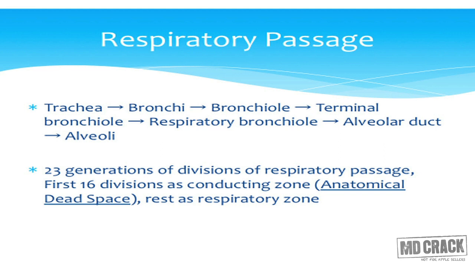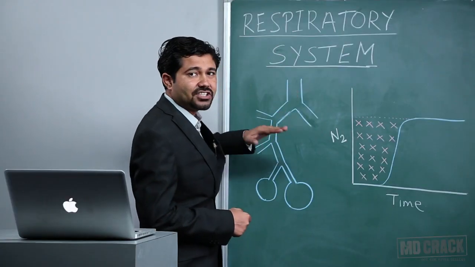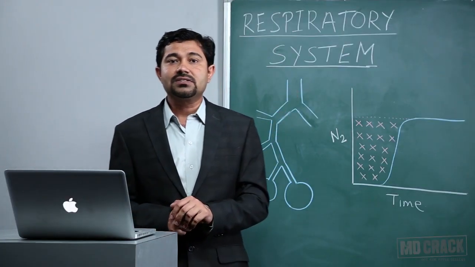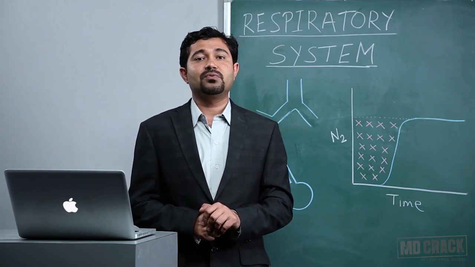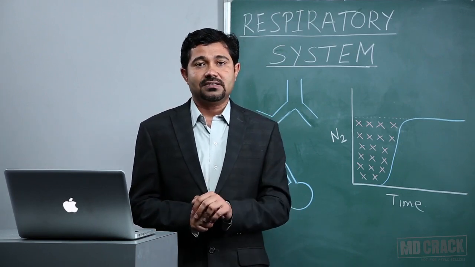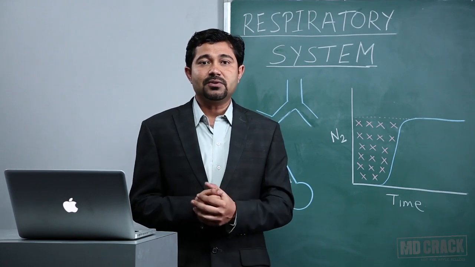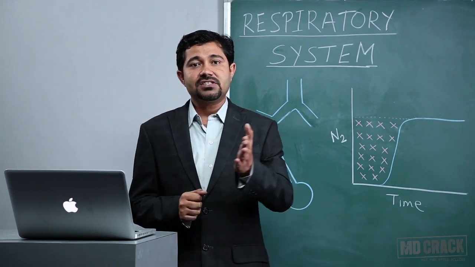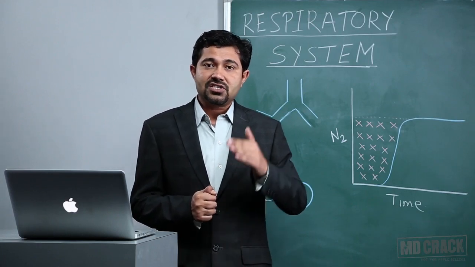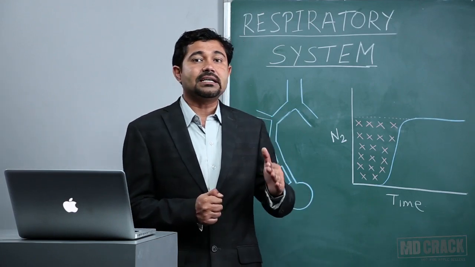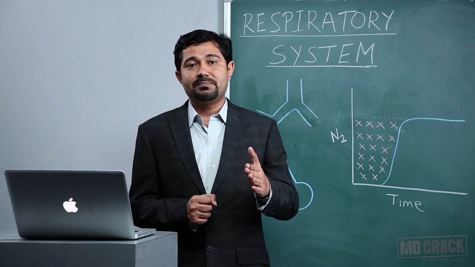Whatever the air which is remaining in the first 16 generations, that is what is called the dead space, because that air will not be useful for the exchange of the gases. So this can be asked as a multiple choice question: how many generations of divisions are there? 23 generations. Out of that, the first 16 generations are the ones which can be considered as the dead space air.